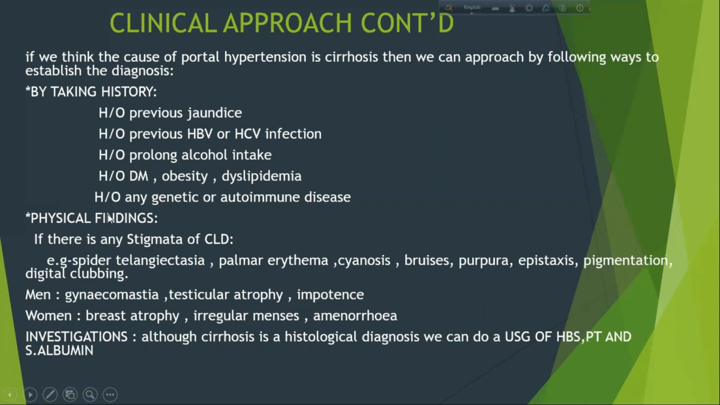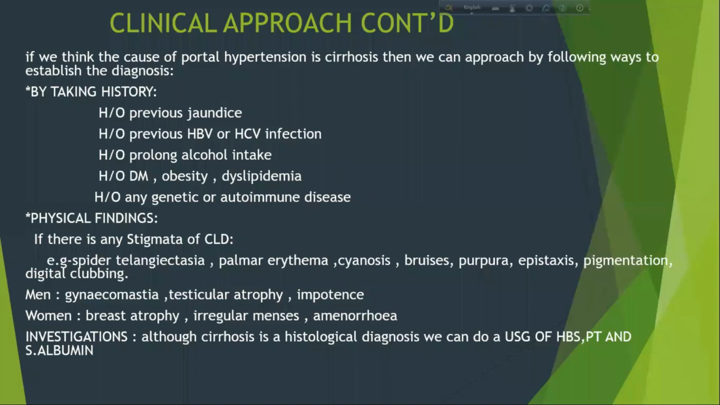Physical findings: if there is any stigmata of CLD, we can find spider telangiectasia, palmar erythema, cyanosis, bruise, purpura, epistaxis, pigmentation, and digital clubbing. And in case of men, there may be gynecomastia, testicular atrophy, impotence. And in case of women, there may be breast atrophy, irregular menstruation, and amenorrhea.